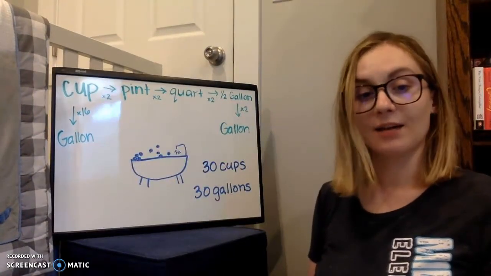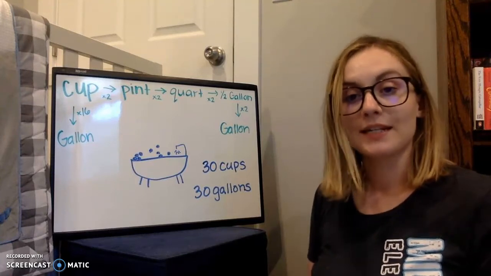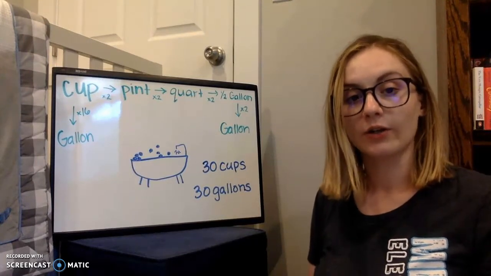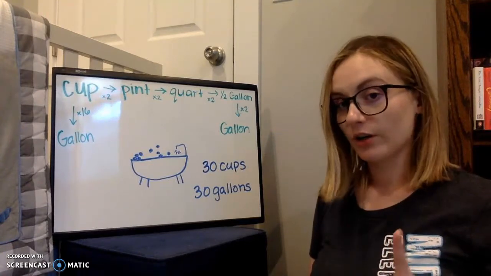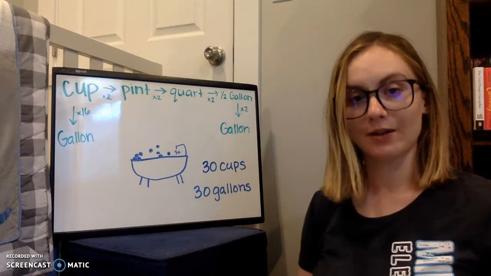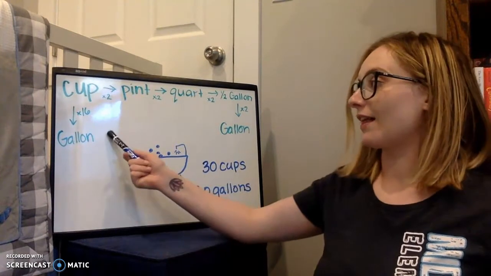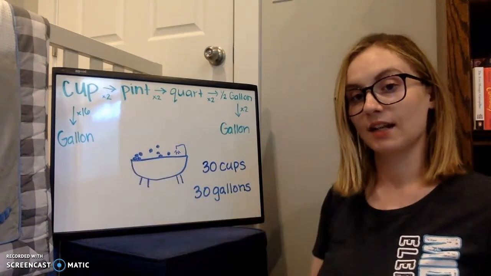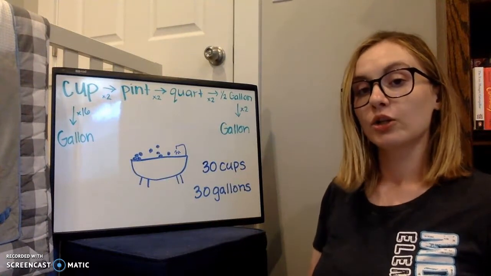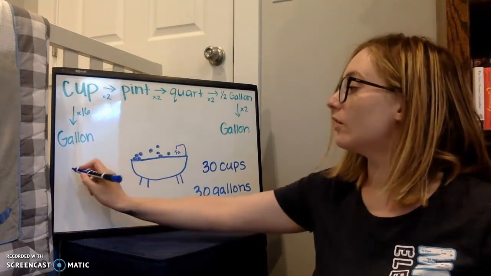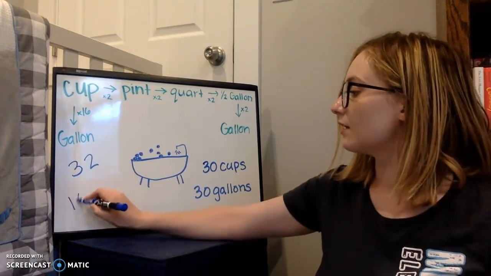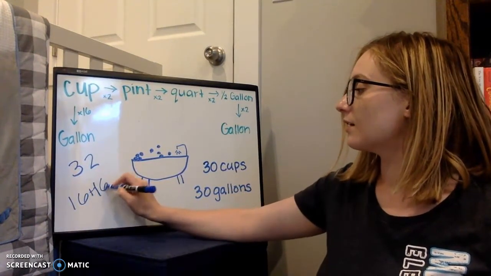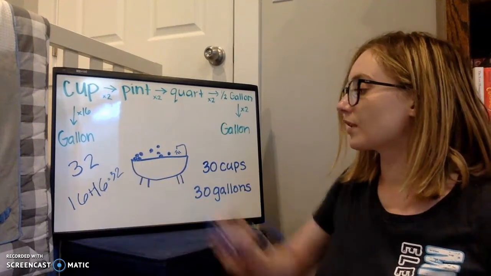This is a bathtub. Would a bathtub need 30 cups of water or 30 gallons of water? Now before you answer, think about this. 1 gallon equals 16 cups. 2 gallons would equal 32 cups because 16 plus 16 equals 32.